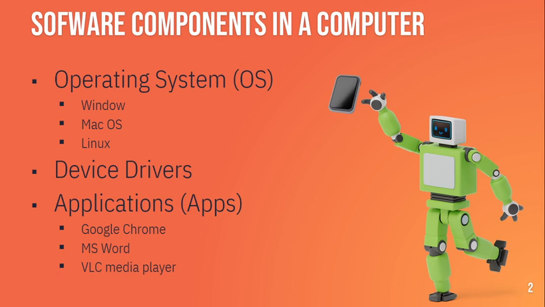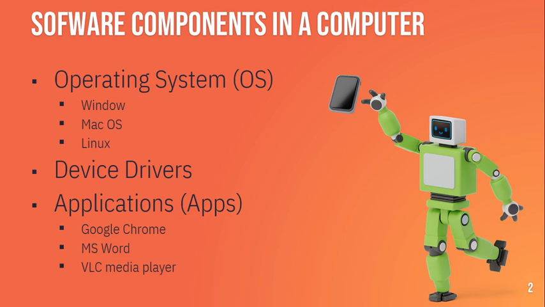And then we have applications, or apps. Applications are used to do tasks like web browsing, editing, and note taking. Some of the most popular apps are Google Chrome, which is used for web browsing, Microsoft Word, which is used to edit documents, and VLC Media Player, which is used to watch movies or videos.